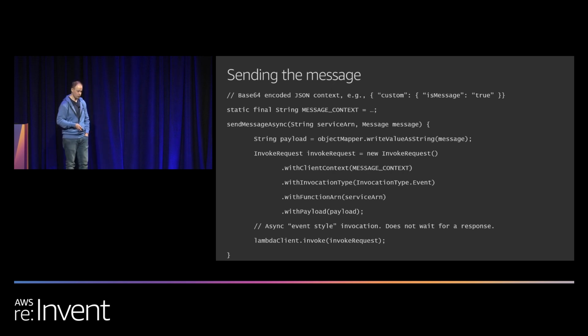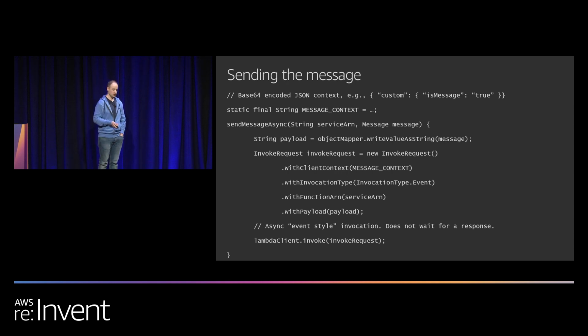So we build up our message context and attach that to our invocation request. We set the destination ARN, so who's going to receive the message, and the payload that we've serialized, we add to the request. And we also set an invocation type. The invocation type that we're using is event. There are two different types that you can use, event or request response.